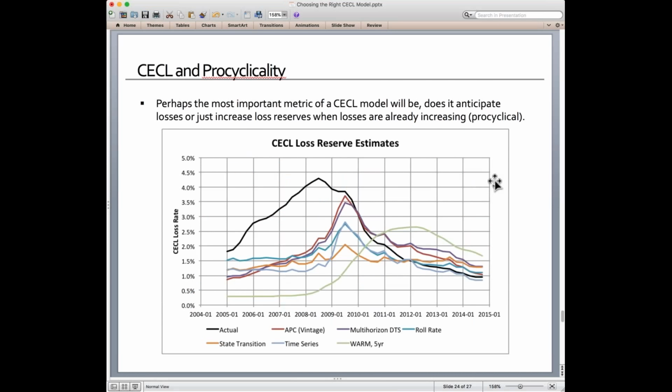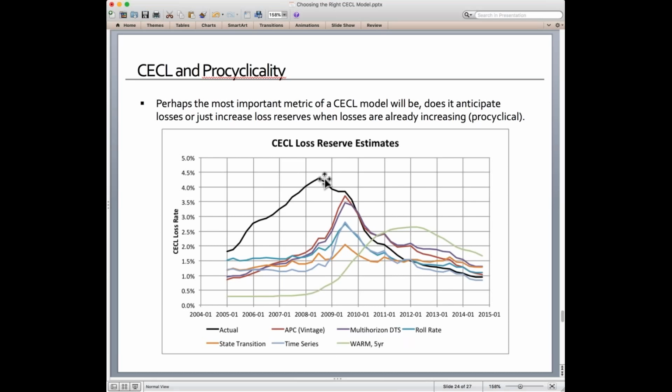Now, using all that, the question is, can a model measure the credit cycle? Can a model measure the economic cycle and include those things? So this graph, of course, you'll be able to see all these materials after the presentation, but this graph is worth spending time to understand because it's showing you which model performs the best. And I relabeled that historic average model to WARM in this most recent study.